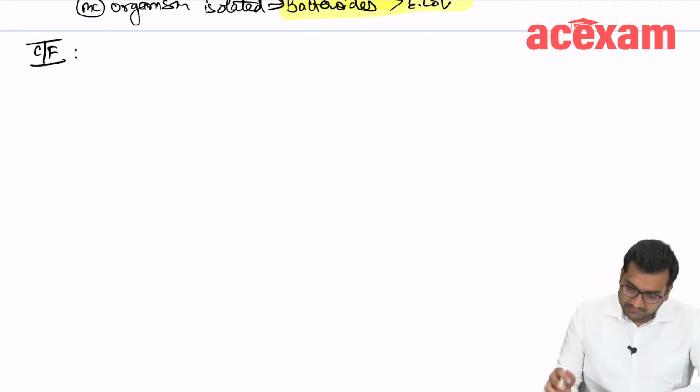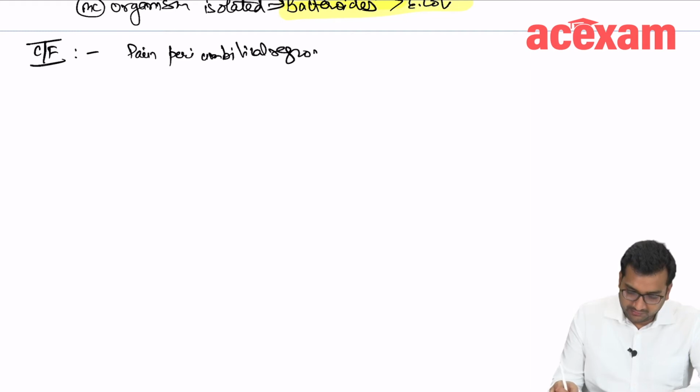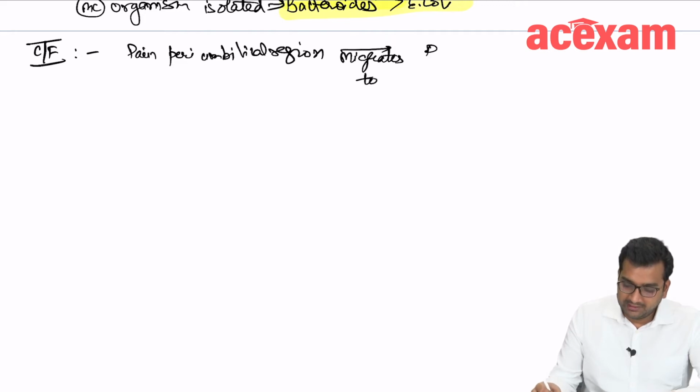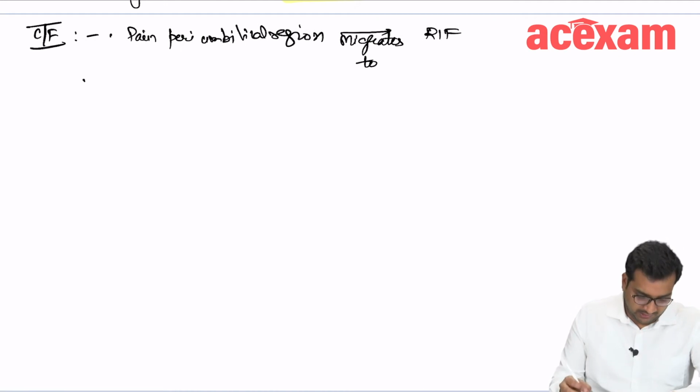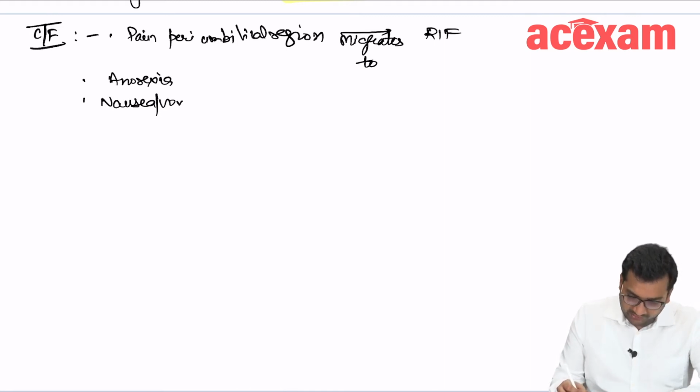Clinical features. There will be pain in the periumbilical region initially, which later on migrates to the right iliac fossa. Okay. And along with that, there will be anorexia and nausea and vomiting.